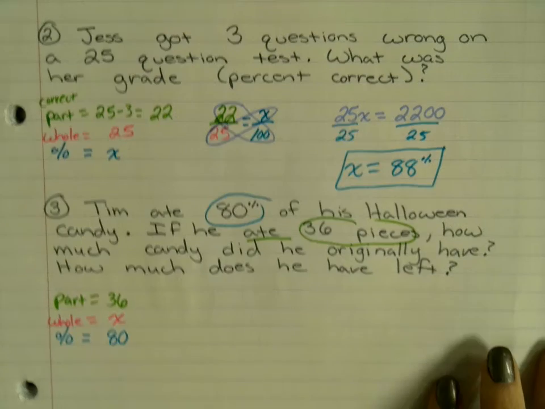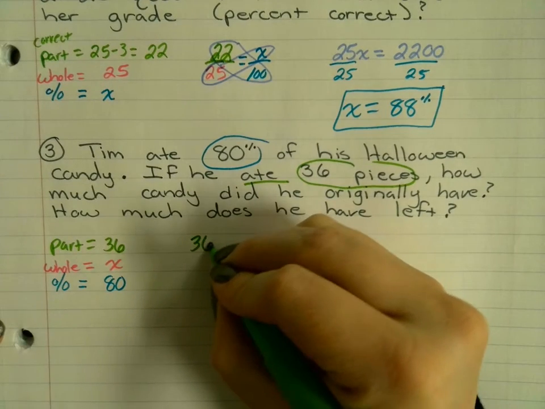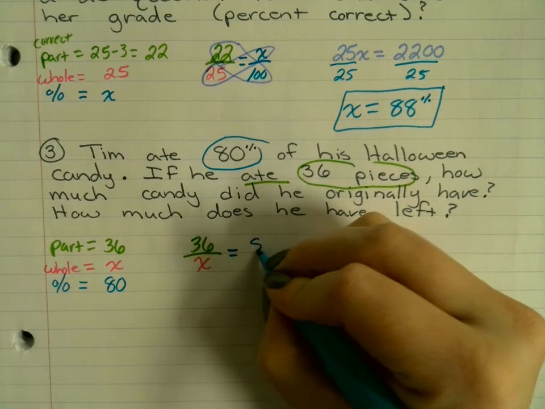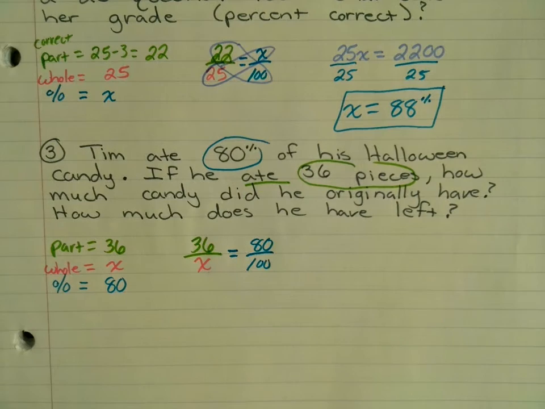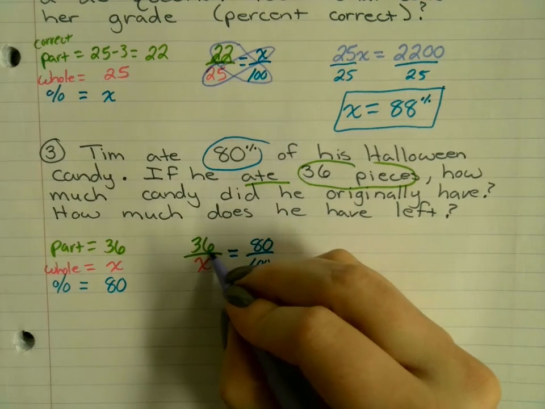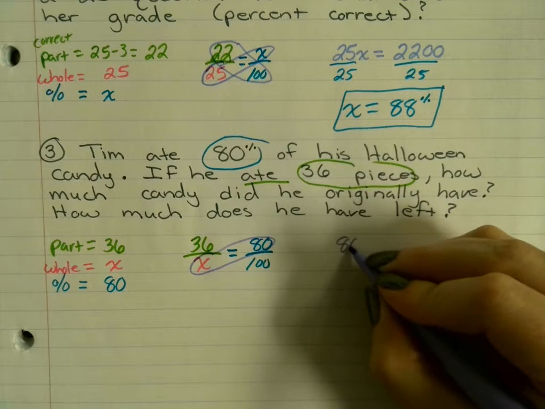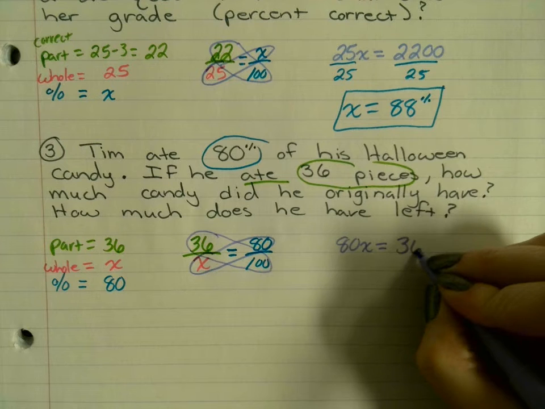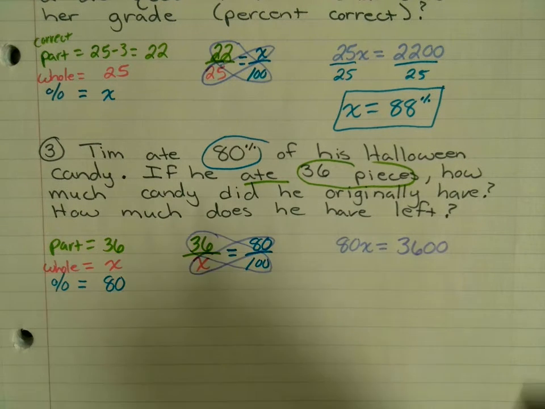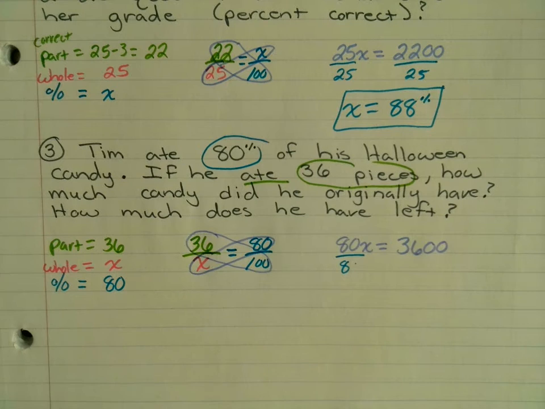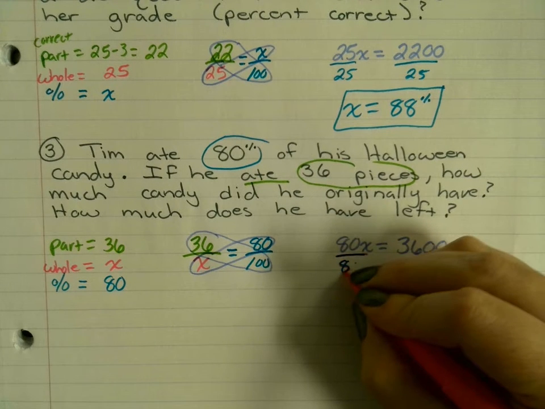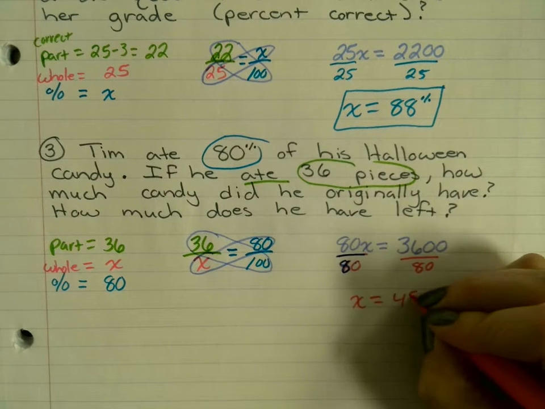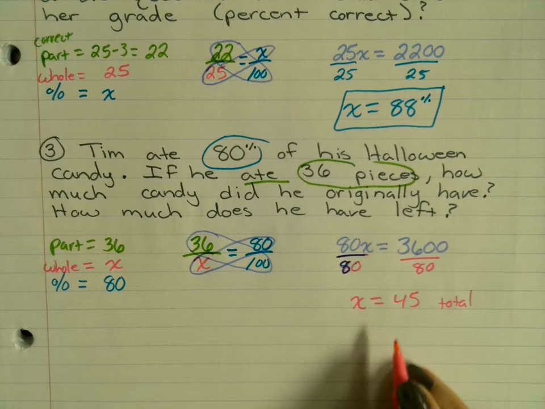So we'll start off by doing 36 over x. And that's equal to 80 over 100. So we'll cross product. We're going to do x times the 80, which is 80x. And then 36 times 100, which is 3,600. Last, we'll go ahead and divide both sides by 80. We'll divide both sides by 80. And we'll find out that he originally started with 45 total. That's how much he originally had.